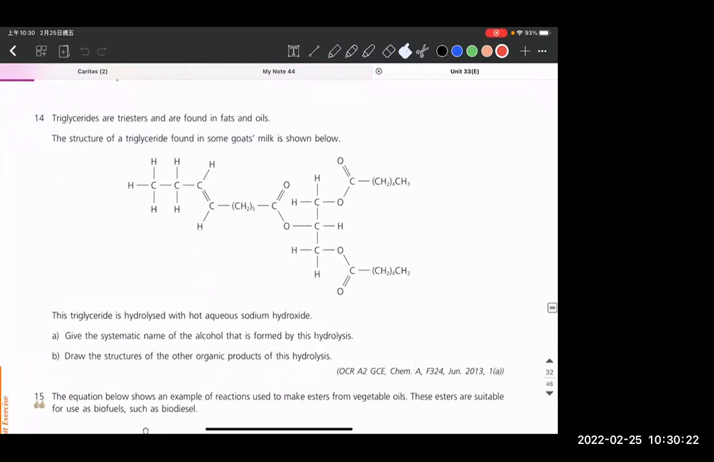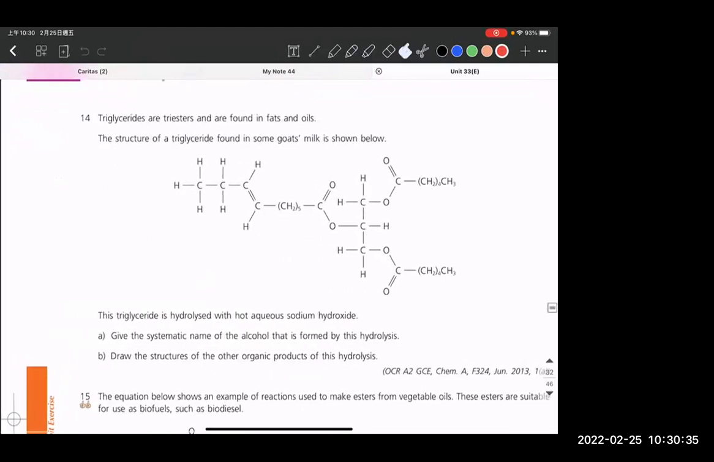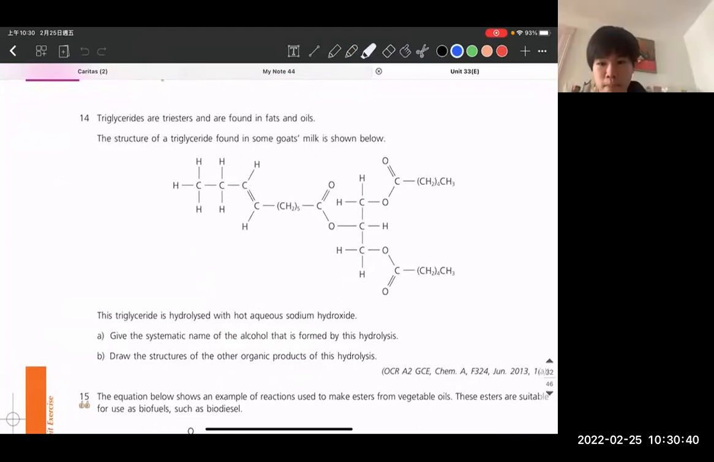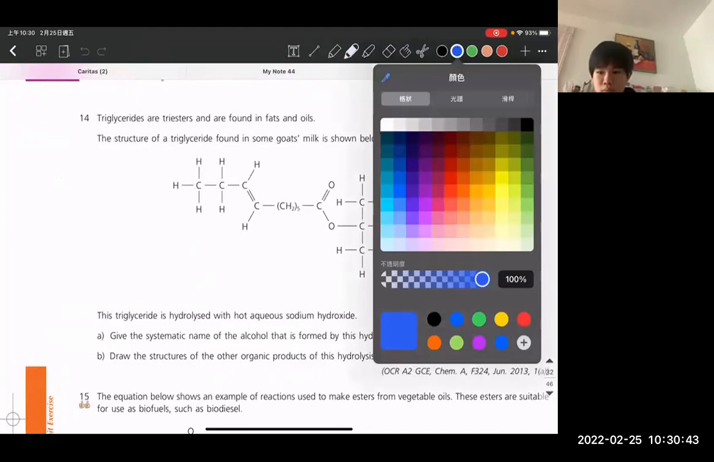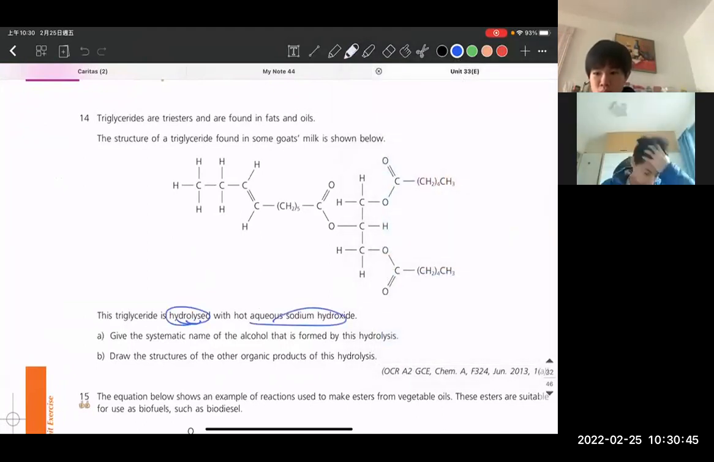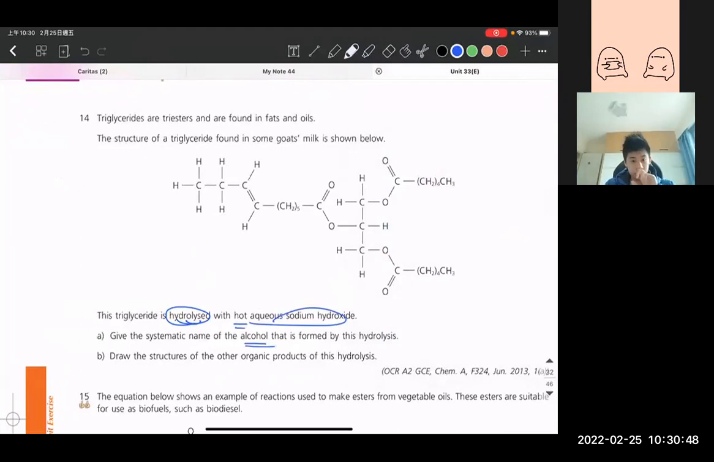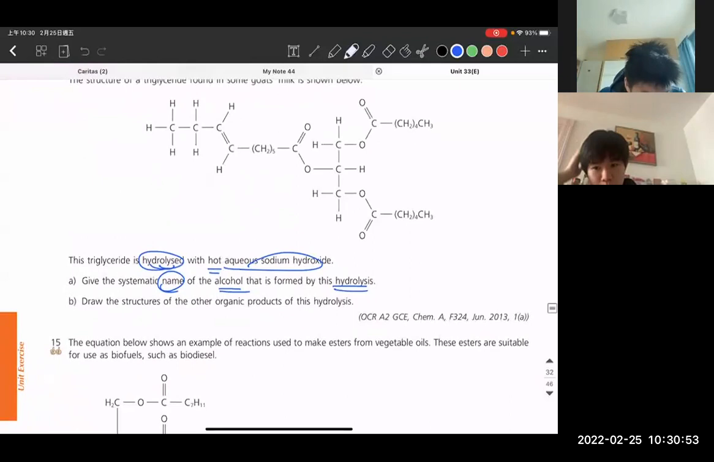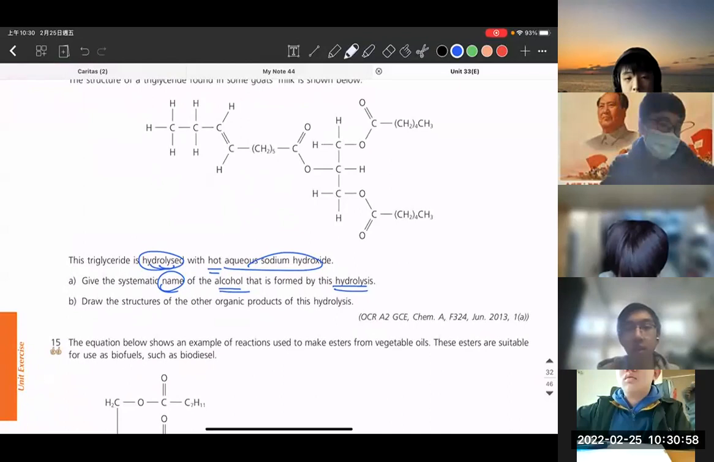Triglycerides. They are triesters. They are found in fats and oil. The structure of this will be this. It's hydrolyzed with hot aqueous NaOH. So you are asked for the name of the alcohol that is formed from this hydrolysis. So what is it?